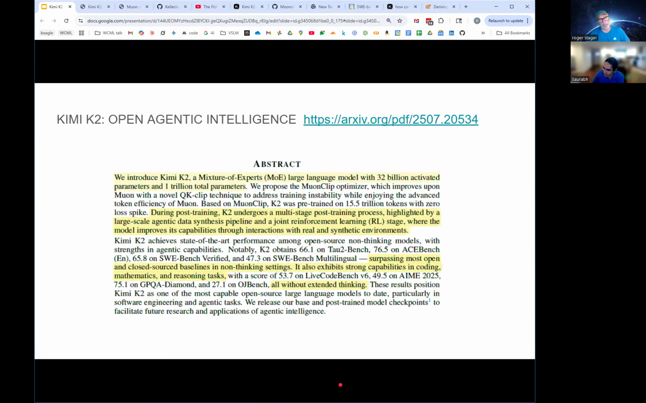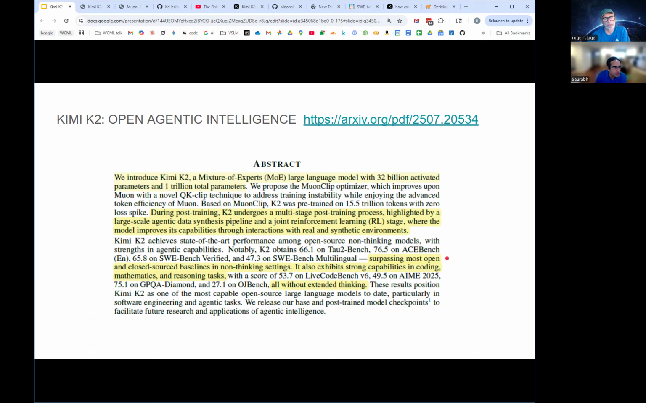So this was the abstract. There are just a couple of things that drew my attention here. One, it's a trillion parameter model with 32 billion activated at any one time. The other part that was interesting is this multi-stage training, especially using this RL stage. So we wanted to dive into that.